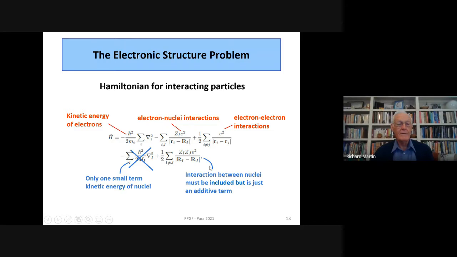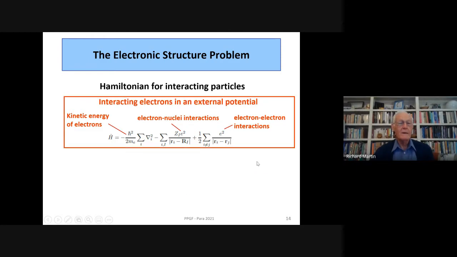The interaction between the nuclei, as long as the nuclei are treated as classical, is just additive terms. So it must be included in the end, but it's not part of the hard part of the electron problem. So the basic problem is interacting electrons in an external potential, where external means the nuclei plus anything else that's applied, any other kind of potentials.